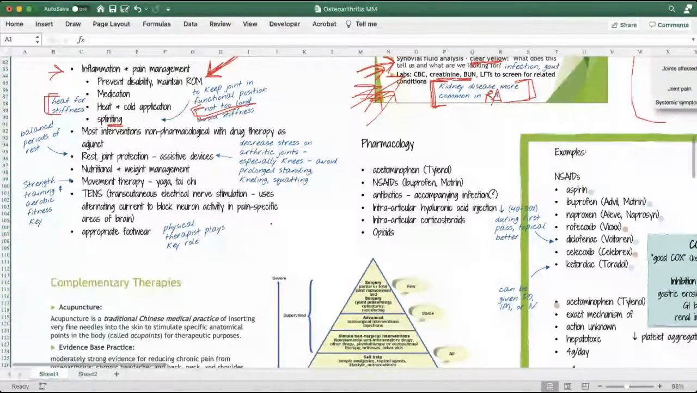So most interventions for OA are non-pharmacological, with drug therapies on the side. Again, we're balancing periods of rest and joint protection, and using assistive devices can be very helpful because we want to decrease the stress on those joints. This is especially true for osteoarthritis of the knees. Want to avoid prolonged standing, kneeling, which has 2 E's, and squatting.